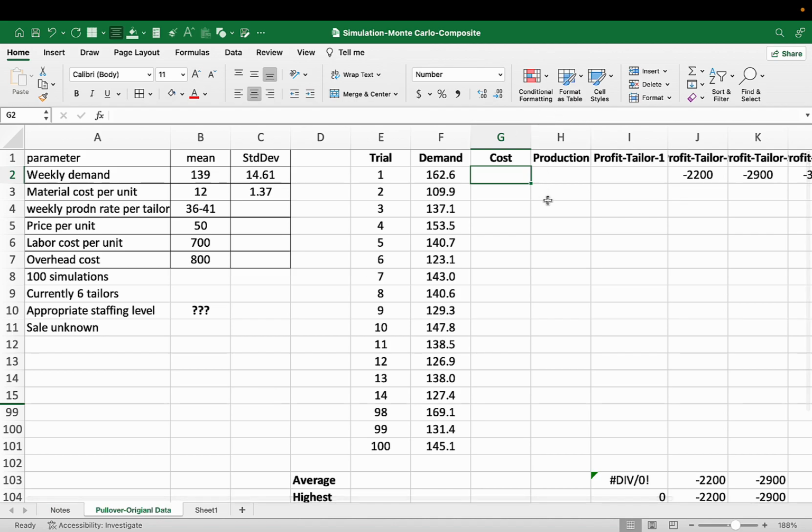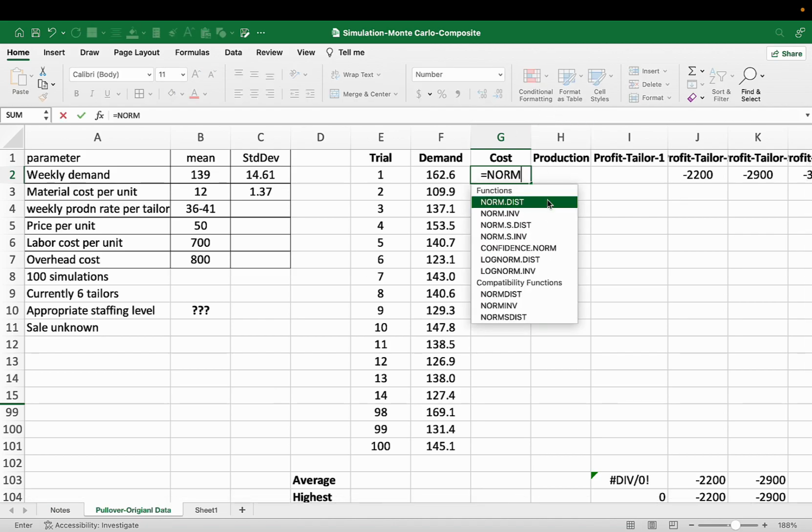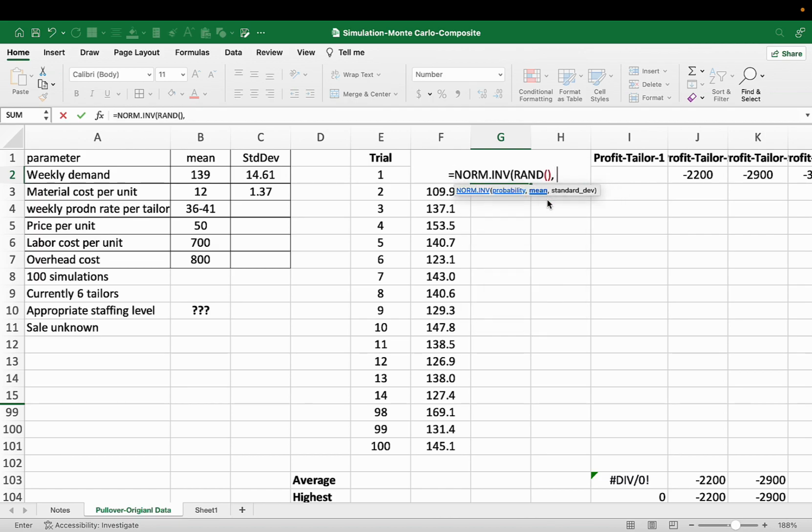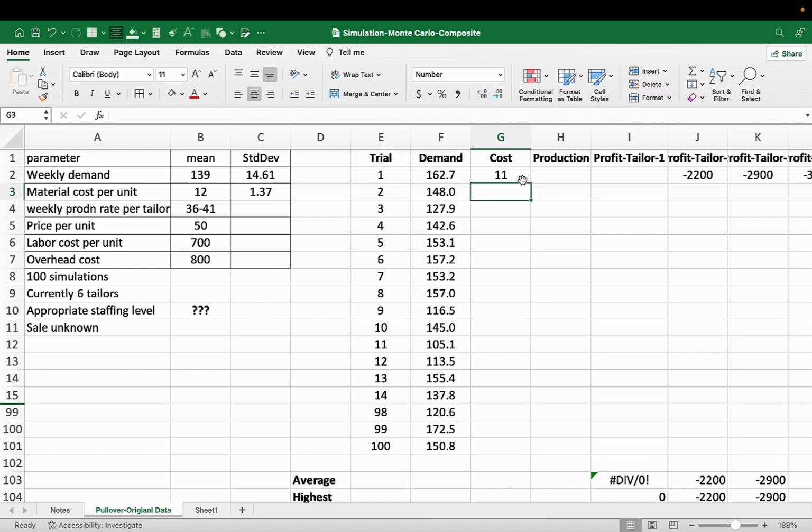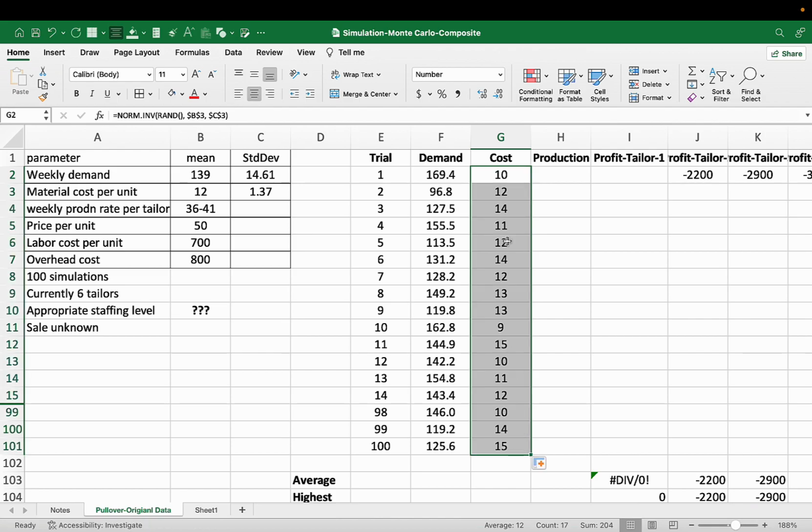So for normal distribution, we again use the same approach. That's NORM.INV and then RAND and parentheses, and then it says mean. Enter the value of mean. So here's my mean, and make sure it's locked by pressing Fn and F4 keys together. And then it says standard deviation, and I will click this one and make sure it's also locked by pressing Fn F4 keys. Hit enter, and it says that your cost would be this much.